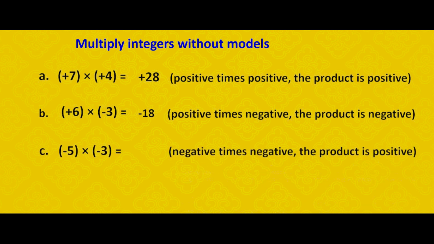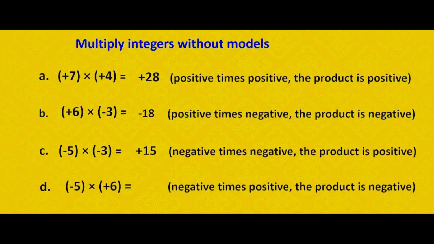C, negative 5 times negative 3 is equal to positive 15, because when you multiply negative times negative, the product is positive. D, negative 5 times positive 6, our answer will be negative 30. So negative times positive, the product is negative.